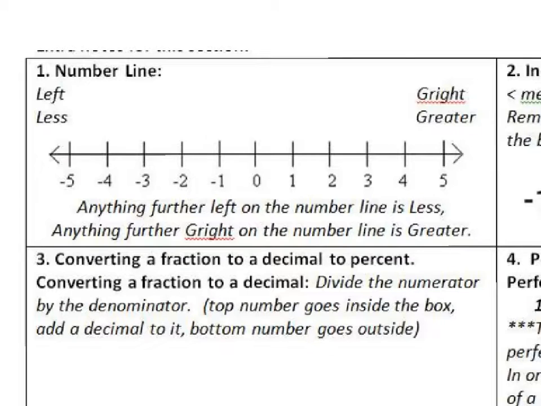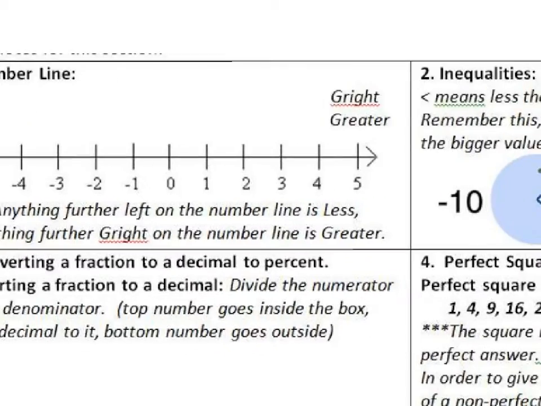So for example, if you look at -5 and -2, well, the -5 is further away on the left side of the number line. So this is less than this number. If you go the other way, the +4 and the -3, well, +4 is further away on the right side, so 4 is greater than -3.